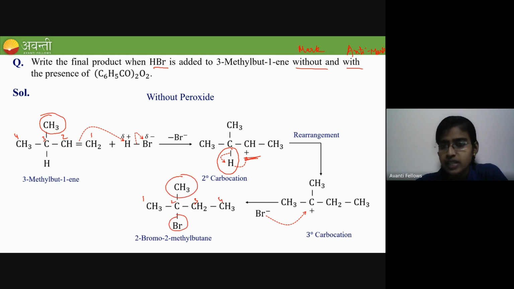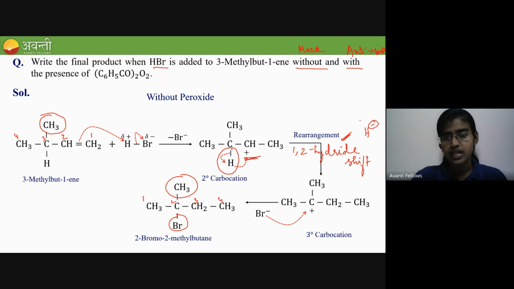Now why is this rearrangement occurring? Because on this rearrangement, the more stable carbocation is formed. This rearrangement is called a 1,2-hydride shift. What is hydride? H minus is called hydride. So between these adjacent carbons, the hydride is shifting to give the tertiary carbocation. Got it? So this is the first product.